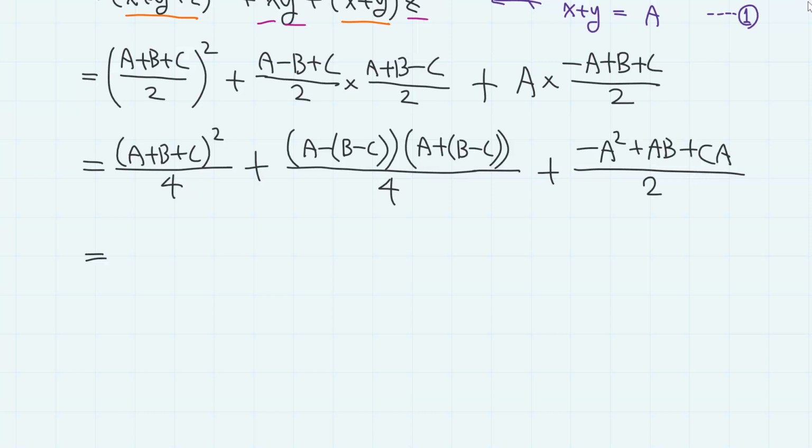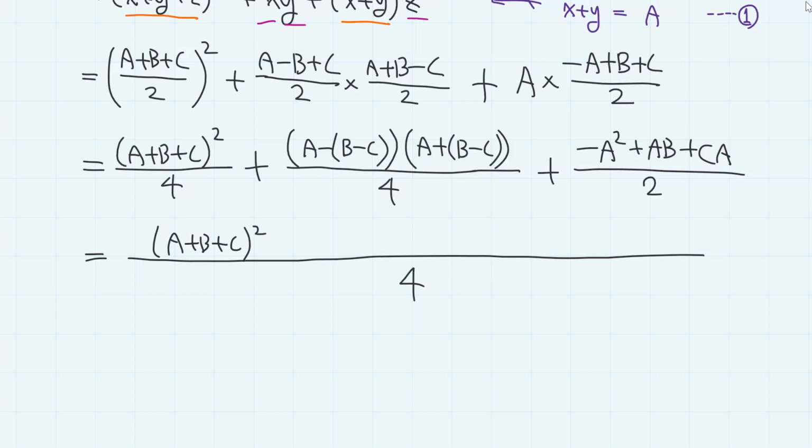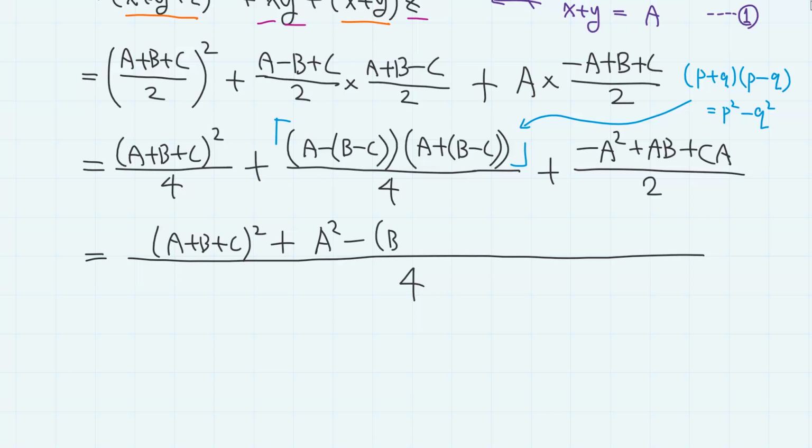So we have, by using the common denominator 4, first (a plus b plus c) squared, and the next part is in the form of this famous formula, which results in the squared minus square form. So we have a squared minus (b minus c) squared, and from the last term, we have minus 2a squared plus 2ab plus 2ca.